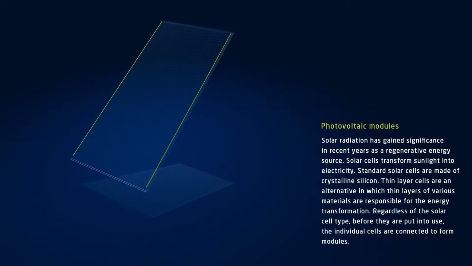Thin layer cells are an alternative in which thin layers of various materials are responsible for the energy transformation. Regardless of the solar cell type, before they are put into use, the individual cells are connected to form modules. These are a familiar sight on rooftops or in solar parks.